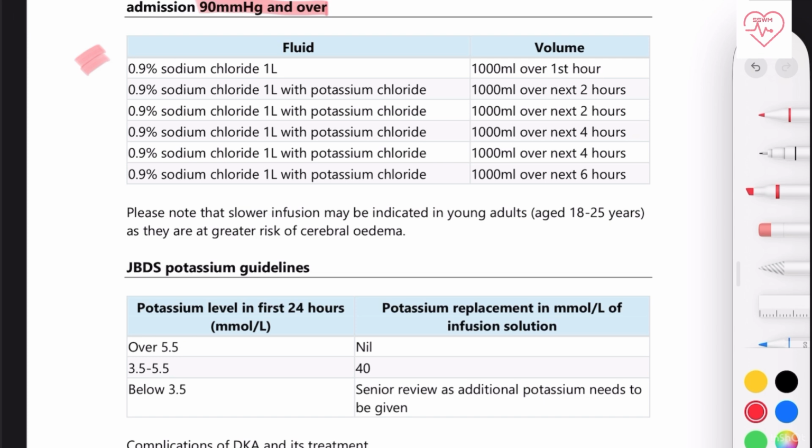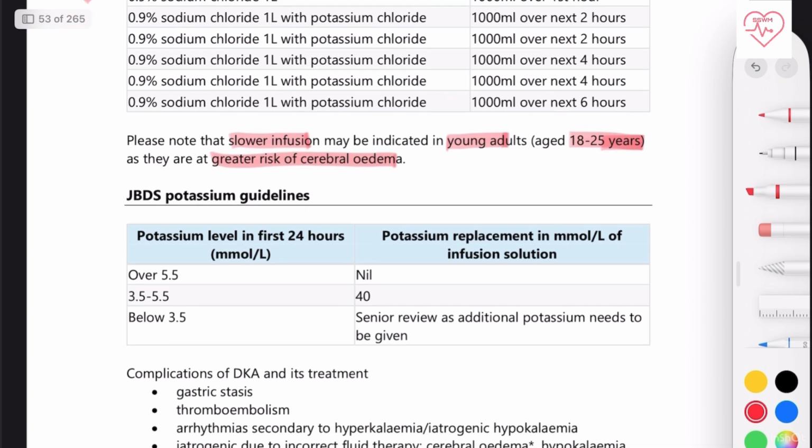Please note that slower infusion may be indicated in young adults aged 18 to 25 years, as they are at greater risk of cerebral edema. So you have to remember this, that you have to give slower infusion to young adults aged 18 to 25 years, as they are at greater risk of cerebral edema. I'm sure you are getting everything, and whatever these guidelines say, you have to go through.